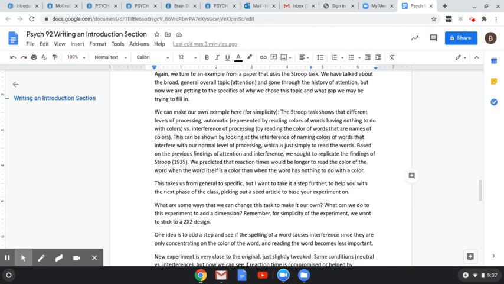Well, there's a lot of things we can do. One idea is to add a step and see if the spelling of the word causes interference, because a cheating way of doing this Stroop task is if you blur your eyes so you can't really read the word, then all you're looking at is the color.